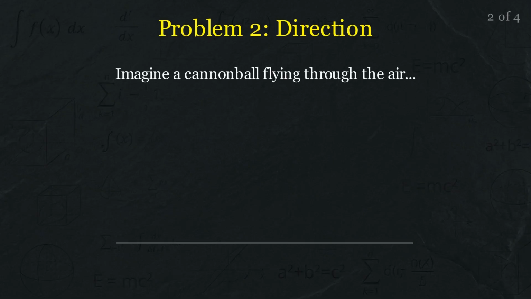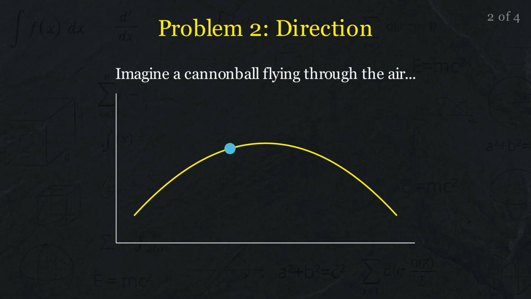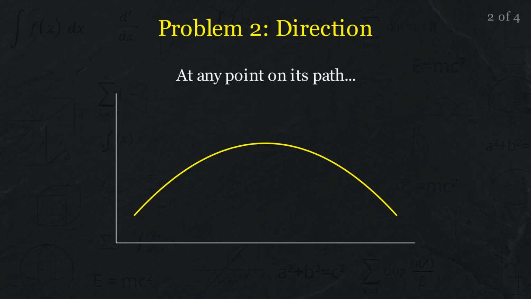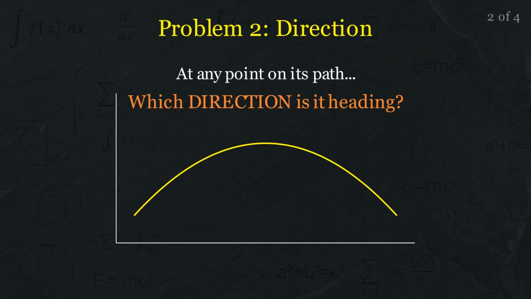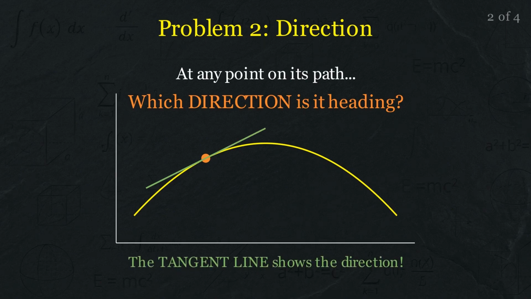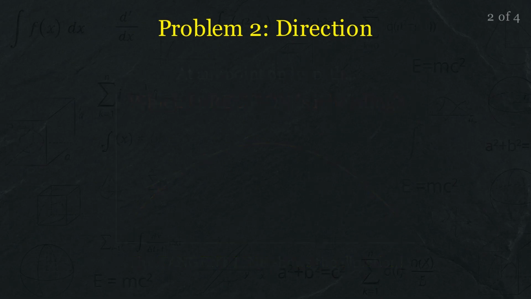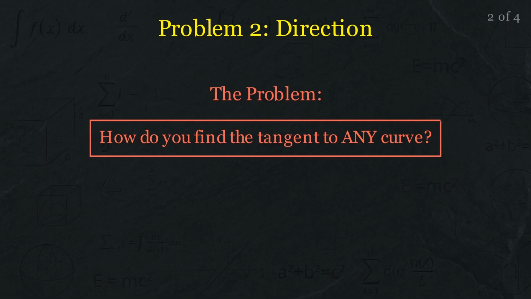Imagine a cannonball flying through the air. It follows a curved path. As it flies, it's constantly changing direction. At any point on its path, which direction is it heading? If I pick any point, the answer is the direction of the tangent line. The tangent line shows the direction the cannonball is heading at that exact moment. But here's the problem. How do you find the tangent to any curve?